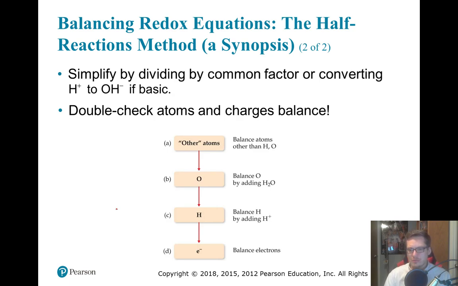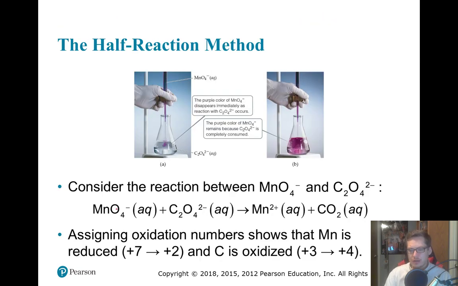All right, so let's walk through one here. This is their little simplification of it. Here, we're going to follow along as they do a practice problem. So they've got permanganate up here, and they're adding it to the oxalate down here.